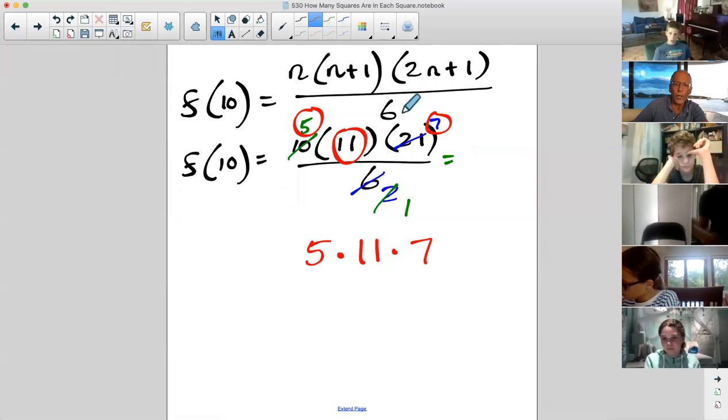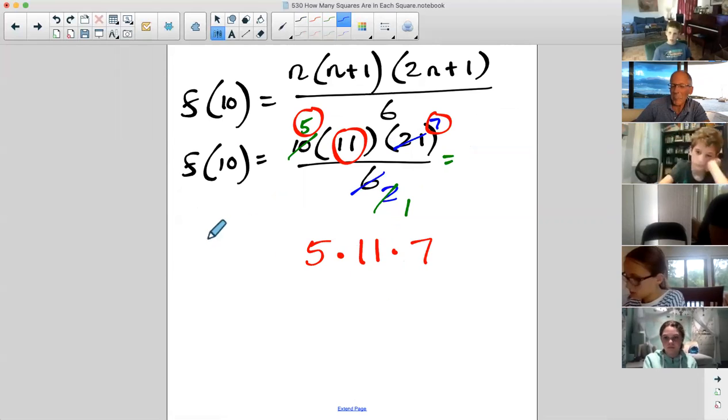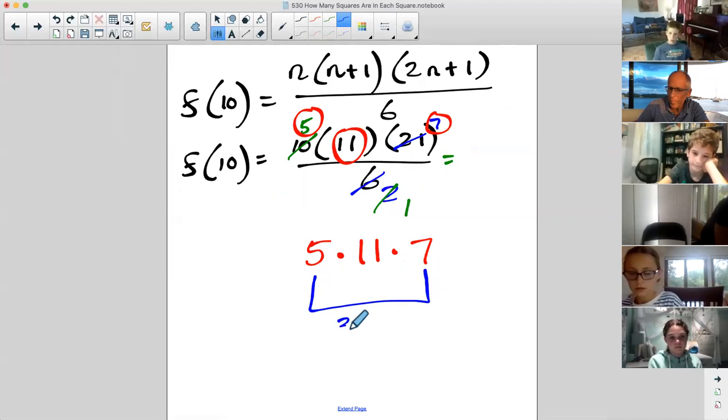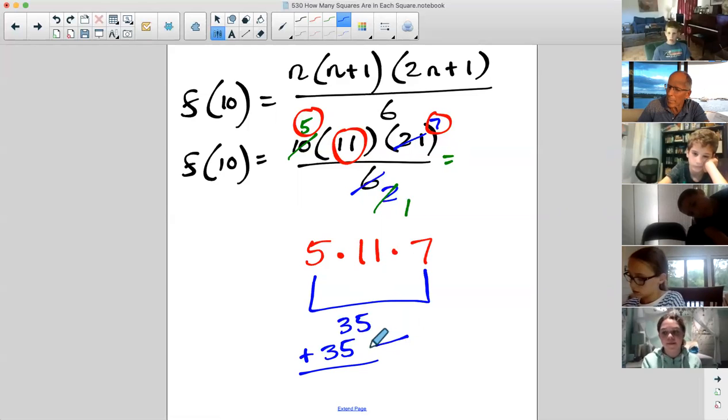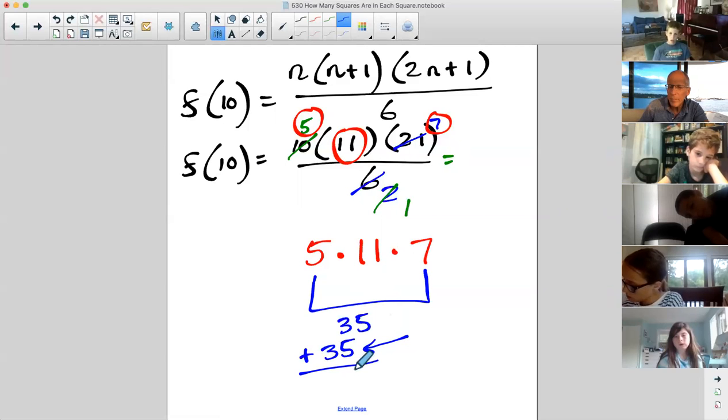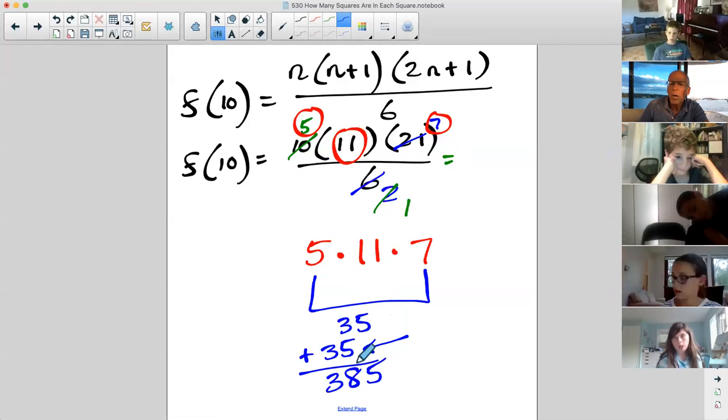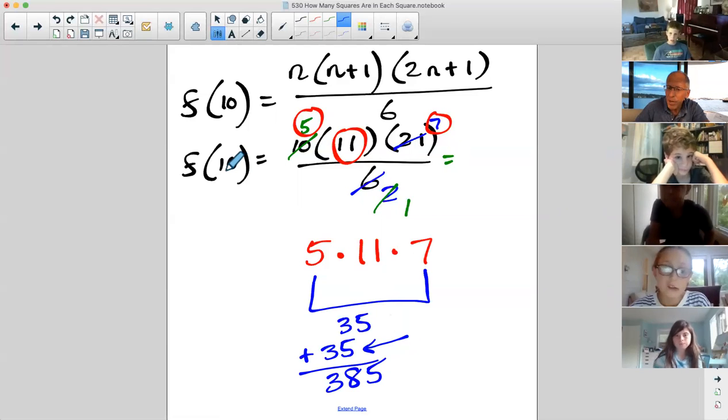Which do you think you should do first? 7 times 11. 77 times 5. That's pretty easy. What about 35 times 11? Do you guys see how I multiply by 11? I add 35 to itself, but I push it over one place value. And what do you get? 385. All right. Now, was that the correct number?